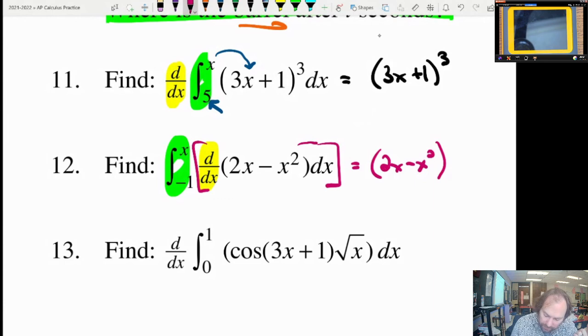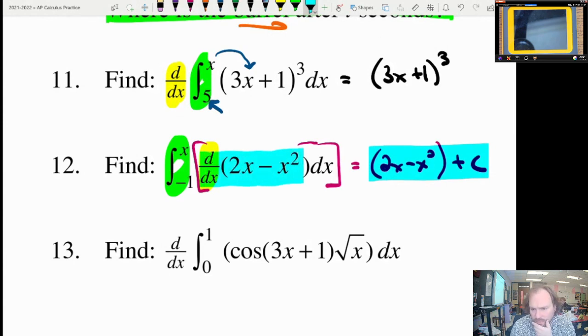But you also have to remember to put a plus c on there because the last step was to do the integral. So you do have to put a plus c. The idea is if you took the derivative of this thing, you would get the derivative of 2x minus x squared. And the c wouldn't matter because it's going to become a 0 when you take its derivative anyway. Pretty straightforward.